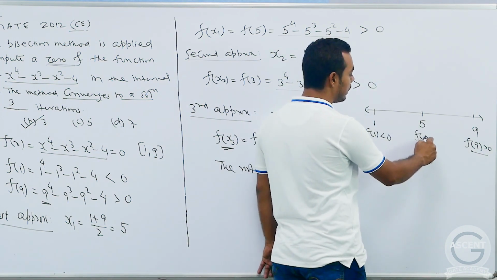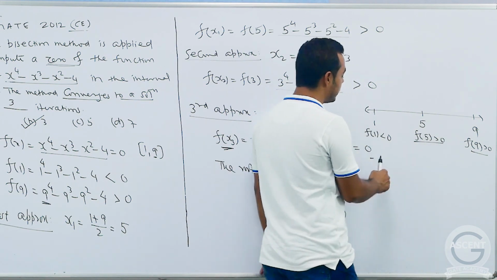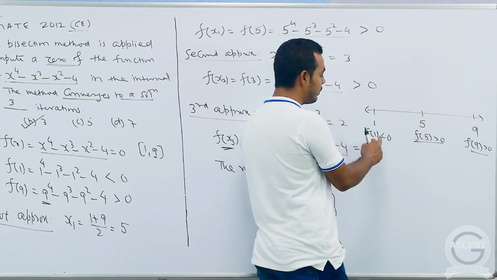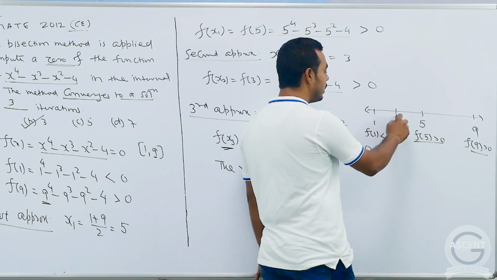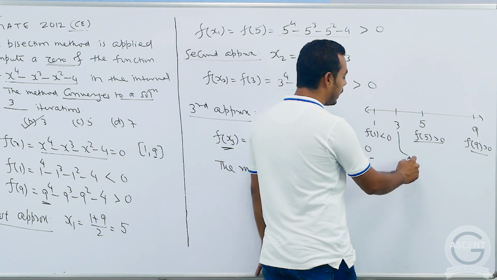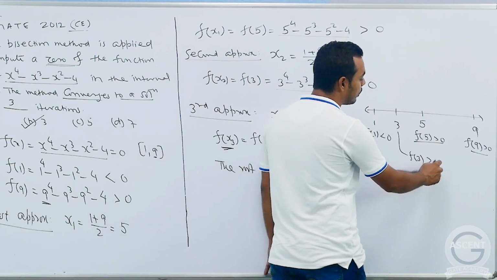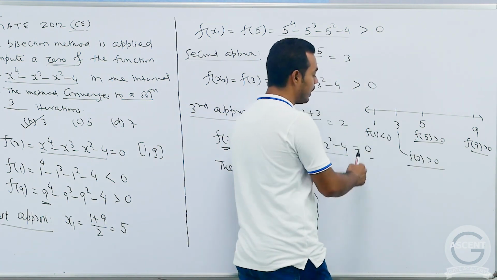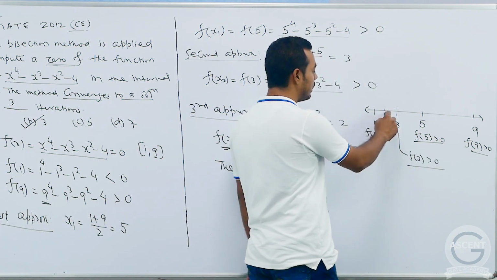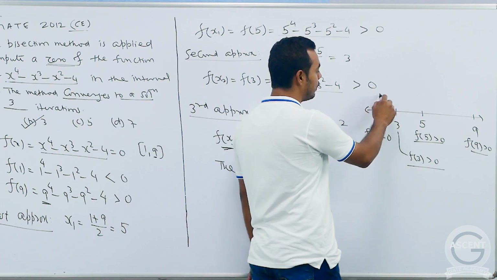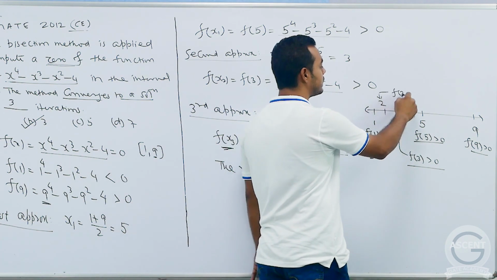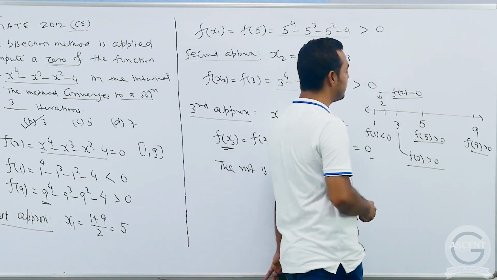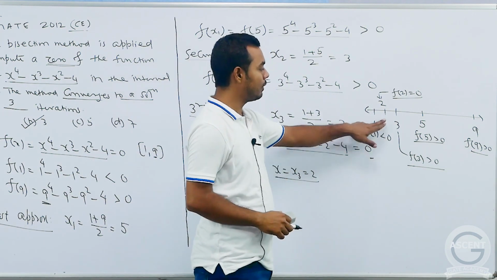At 5 we were getting a positive value, so this means at 1 negative, at 5 positive, we have to calculate the midpoint of these two. The midpoint will be 3, and f of 3, this was again positive. So this means now we have to calculate the midpoint of 1 and 3. Midpoint of 1 and 3 will be 2, and f of 2, this was exactly equal to 0. So this means we are getting the actual root after 3 iterations.